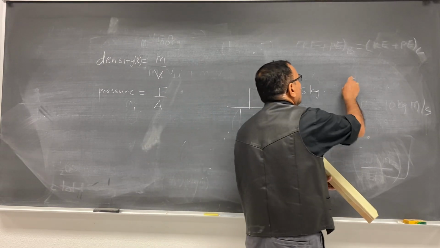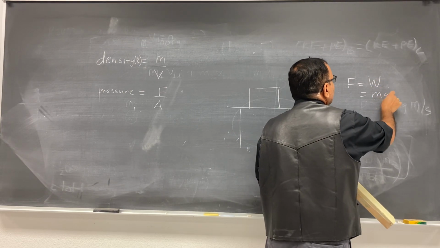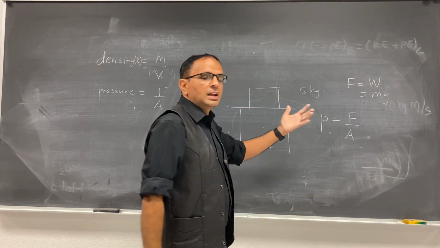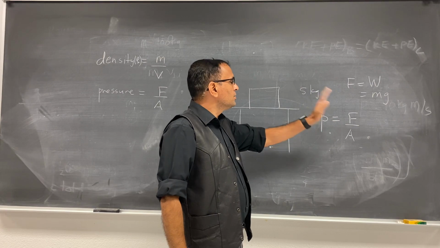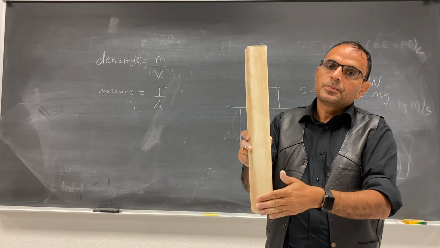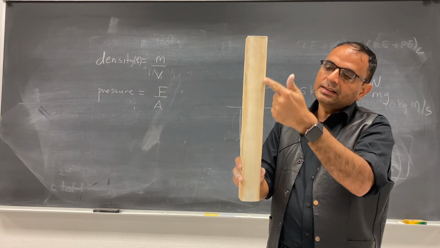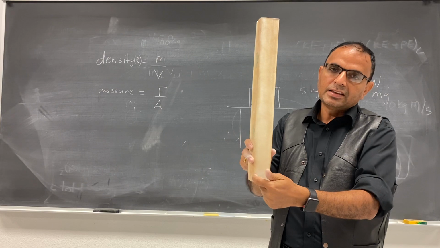Force is equal to weight, but weight is mass times gravity. So 5 kg times 9.8 meters per second squared, that is the force. But how to get the area? You have to calculate this area. How do you calculate this area? You multiply this length and you multiply this width.